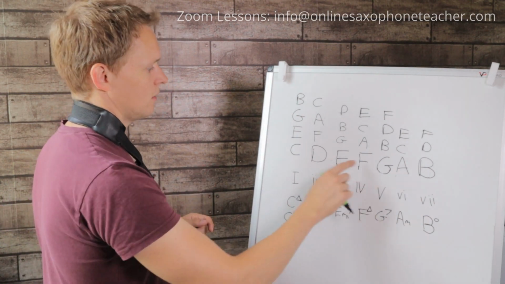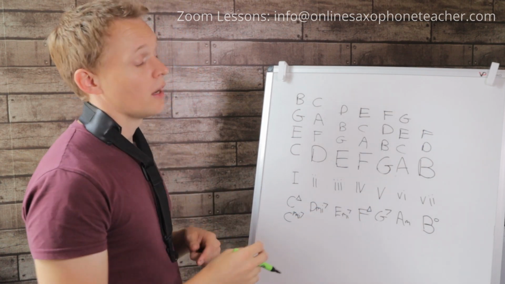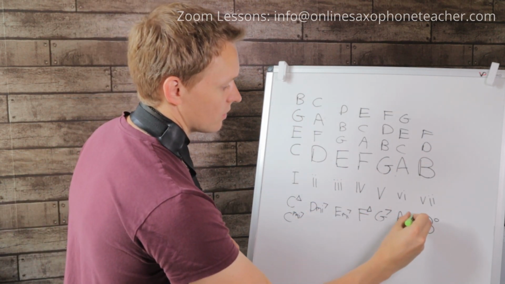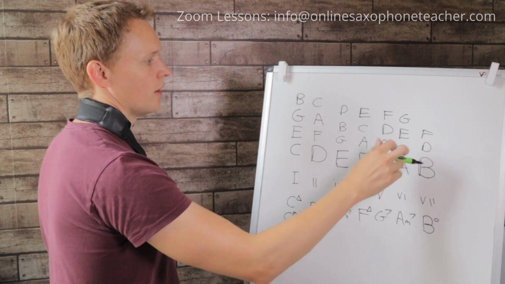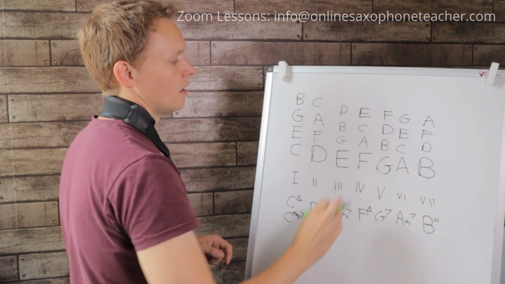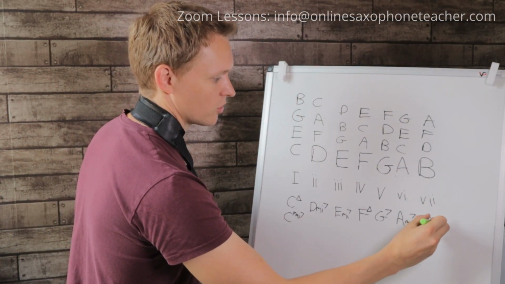So A, C, E, we're going to add on G. And if you check it, you'll see that is a minor 7, so just a big 7. Then B, D, F, we're going to add on A. This is no longer a full diminished chord, it's actually what we call a half diminished, so we put a line through there.